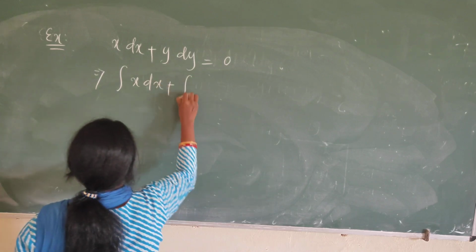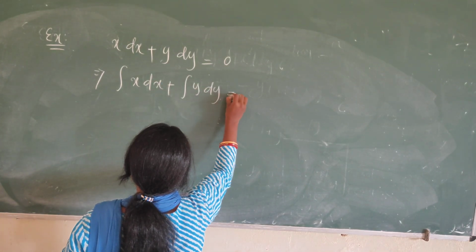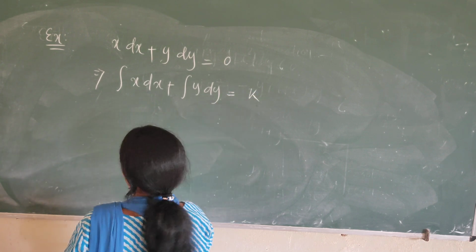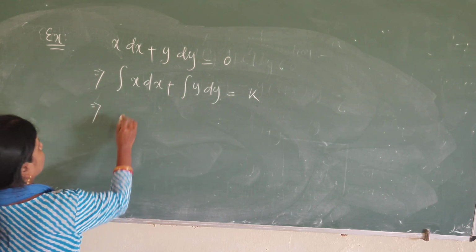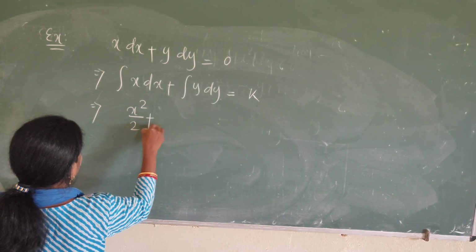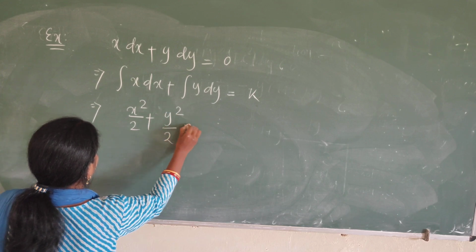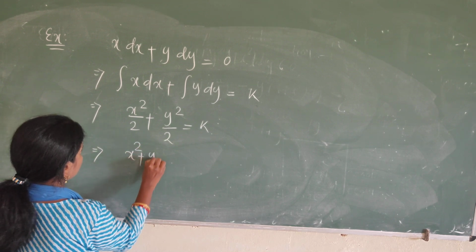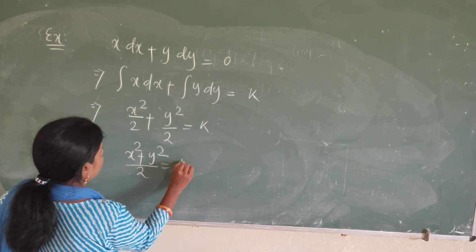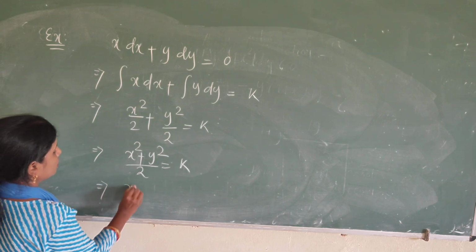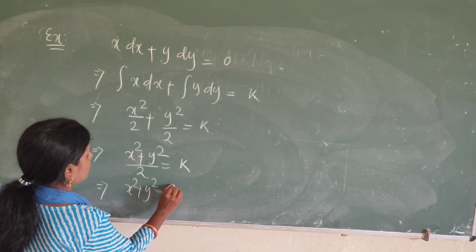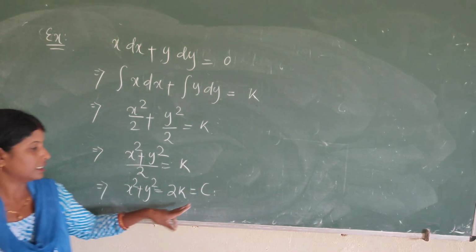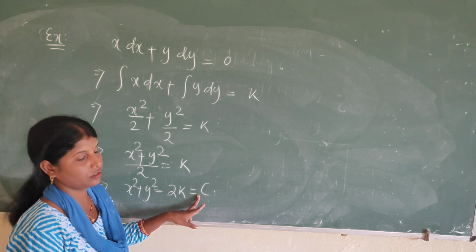x dx plus y dy equal to integration of 0, which we know is a constant. x square by 2 plus y square by 2 equal to constant, that implies (x square plus y square) by 2 equal to constant. x square plus y square is equal to 2k, or we can write it as another constant c. This is our final solution.